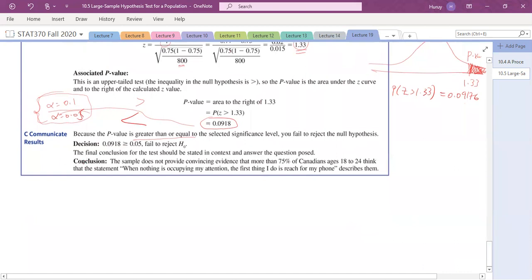And then the final step is to write the conclusion in the context of the problem. So the sample does not provide convincing evidence that more than 75% of the Canadians aged 18 to 24 think that the statement, "When nothing is occupying my attention, the first thing I do is reach for my phone," describes them. So basically, there is not enough evidence to support this claim. And the claim was that more than 75% of Canadians agree with this statement.